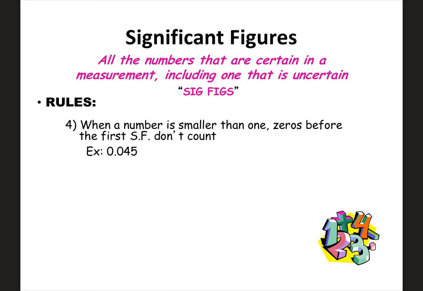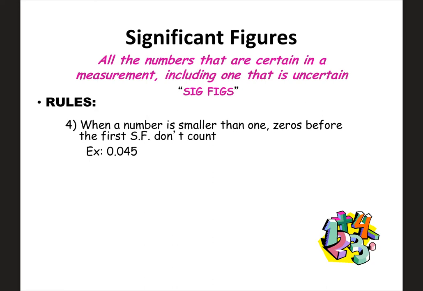The fourth rule here is talking about when a number is smaller than 1. So essentially a 0-point number. All right. Any of those zeros before your first sig fig don't count. Okay. So if a number is smaller than 1 and you have a string of zeros, any of those zeros before you reach your first sig fig do not count.